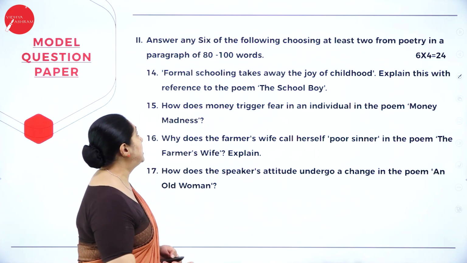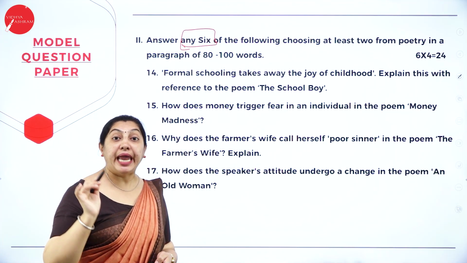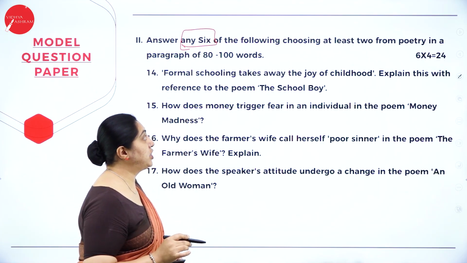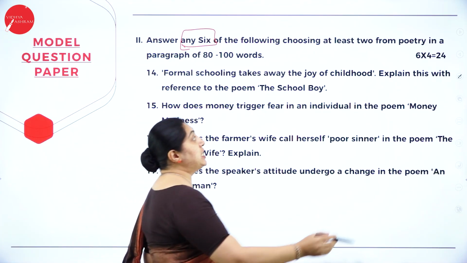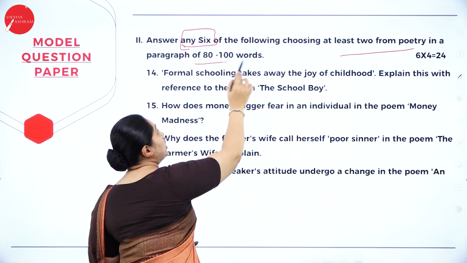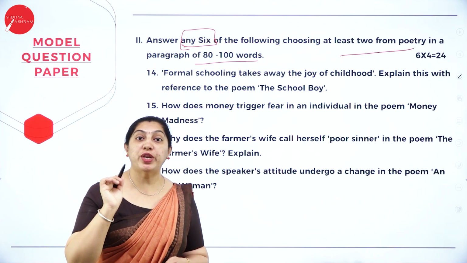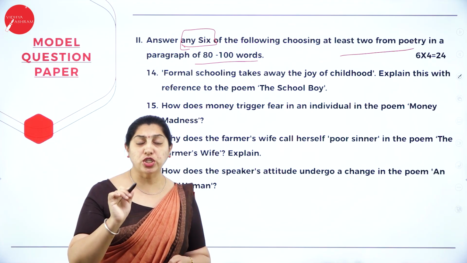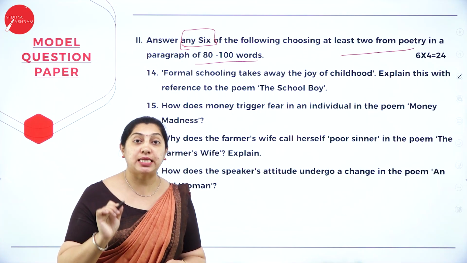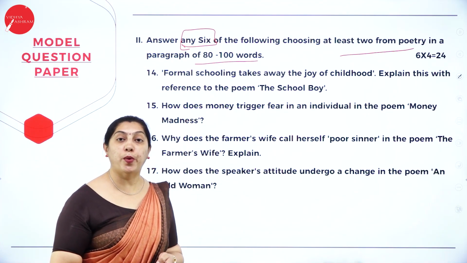Second main, answer any 6. So they have given: answer any 6 of the following questions, choosing at least 2 from poetry, in a paragraph of 80 to 100 words. So there are 10 questions. How many are you supposed to answer? You're supposed to answer any 6. So in that 6, 2 questions should be from the poetry.